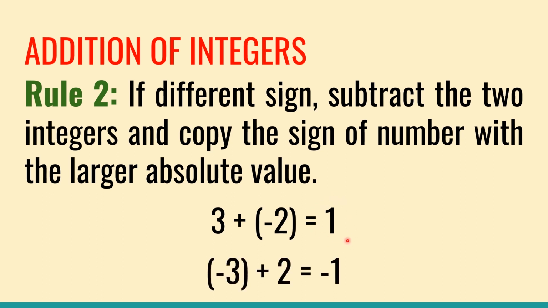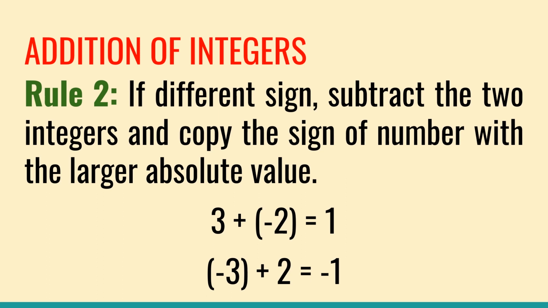Next, negative 3 plus 2 is equal to negative 1. Dahil magkaiba ito ng sign, tayo ay magsasubtract. Negative 1 ang naging final answer dahil ang absolute value ng negative 3 ay mas mataas sa absolute value ng 2. Kaya ang sagot ay negative 1. Tandaan na kapag magkaiba ang sign, kailangan nating magbawas o mag-subtract at kokopyahin natin ang sign ng number na may larger absolute value.